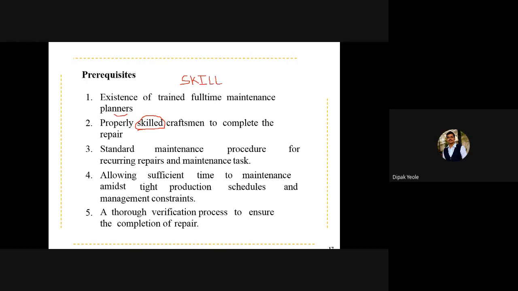The third prerequisite is standard maintenance procedures for recurring repairs and maintenance tasks. We have to allow sufficient time for maintenance amidst tight production schedules and management constraints, and a thorough verification process to ensure the completion of repair. So before carrying out breakdown maintenance, we need skilled maintenance, we must have sufficient time, and we have to thoroughly verify the process. So this is the prerequisite of breakdown maintenance.